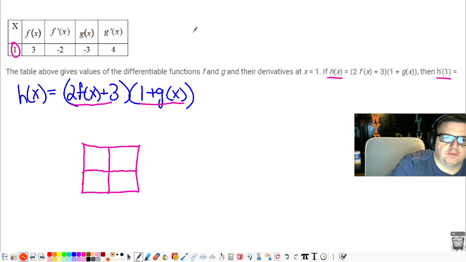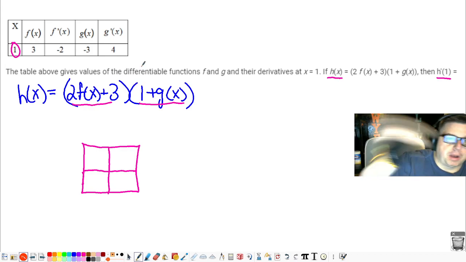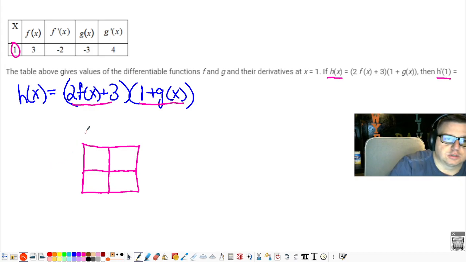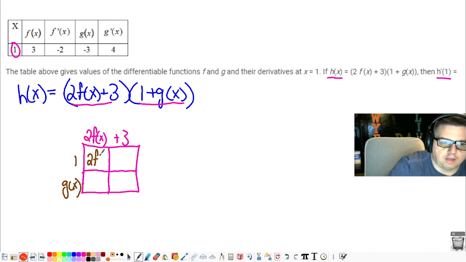And I think if you were to have a polynomial times a polynomial, multiplying it out, the power rule is real easy to work with. So I think this one will show us if we have a product rule or a quotient rule or something that we need to kind of play a game with, if we multiply it all out. So 2f of x, we have 2f of x times g of x. We have 3g of x, and then we have just a 3.